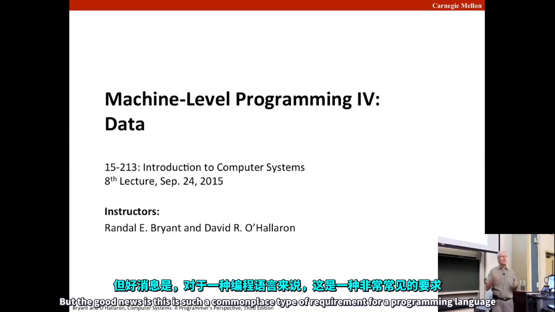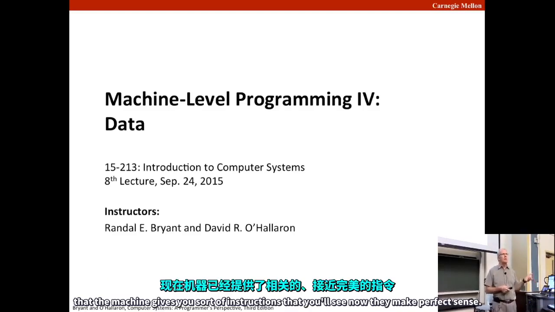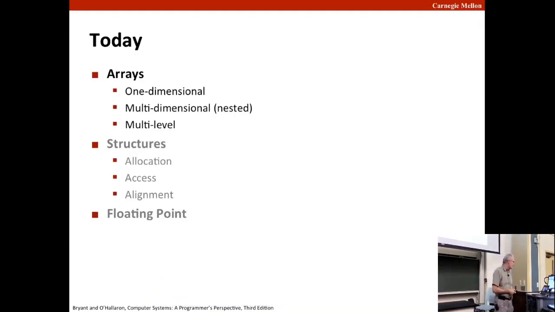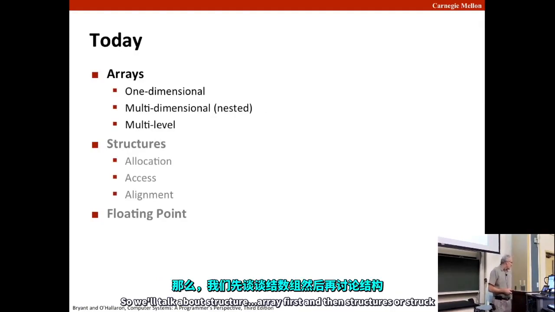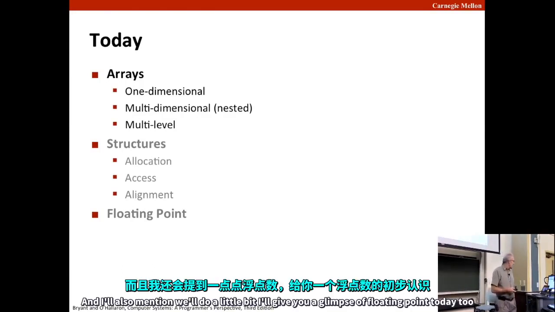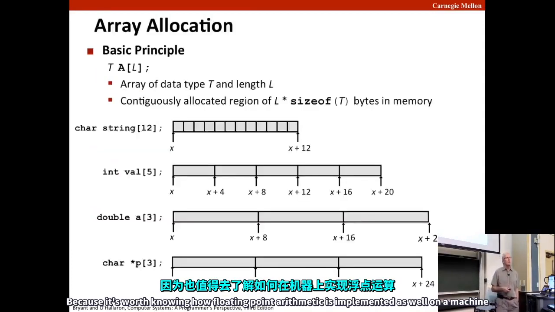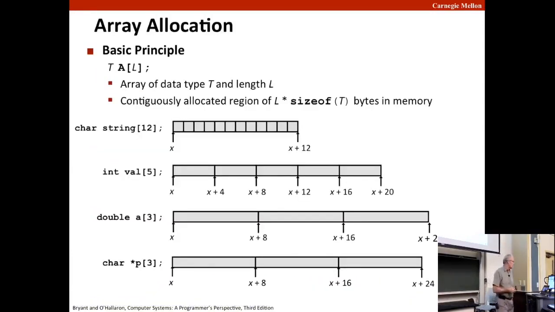But the good news is this is such a commonplace type of requirement for a programming language that the machine gives you instructions that you'll see now they make perfect sense. They're exactly designed for this particular class of applications. So we'll talk about arrays first, and then structures or structs. And I'll also give you a glimpse of floating point today too, because it's worth knowing how floating point arithmetic is implemented as well on a machine.